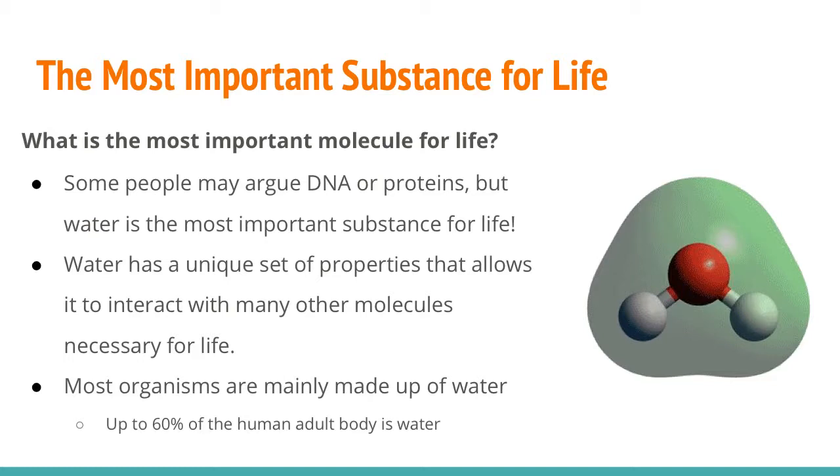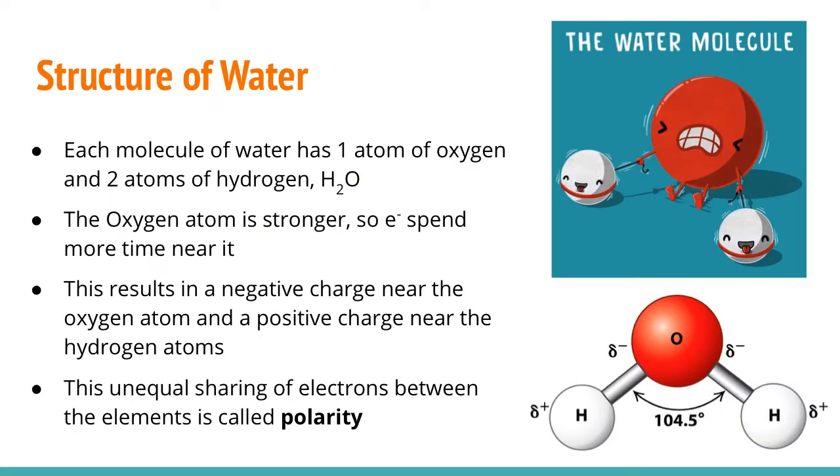Water has some unique properties that allow us to interact with many other molecules that are also necessary for life. Most organisms are mainly made up of water. Some are very, very high percentages. Up to 60% of the human adult body is water. So if we didn't have this water, we would die very quickly, which is why it's so very important, along with several other things that water allows us to do within our bodies.